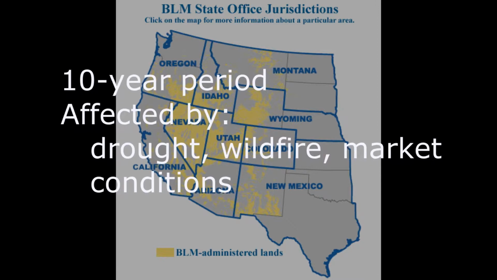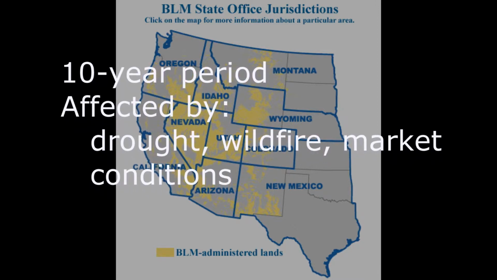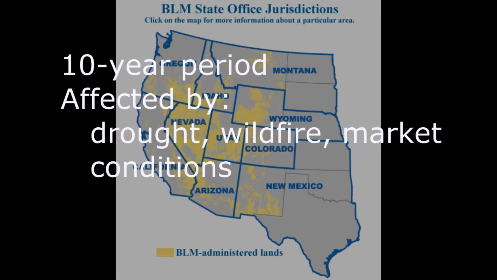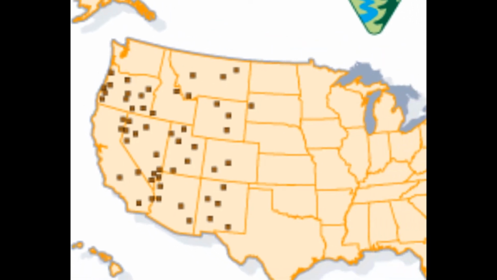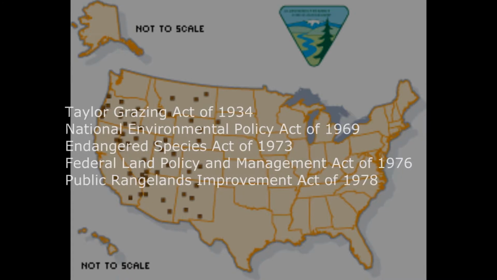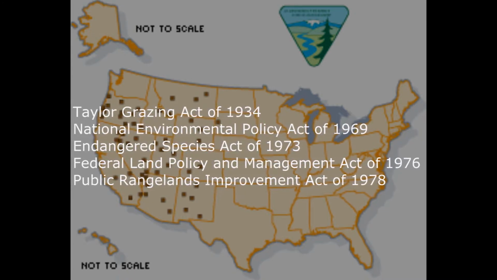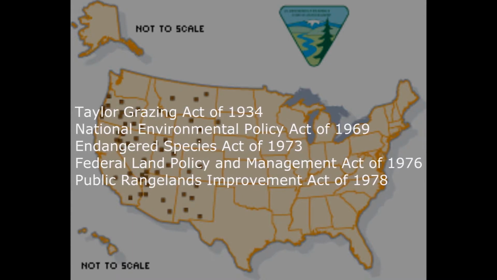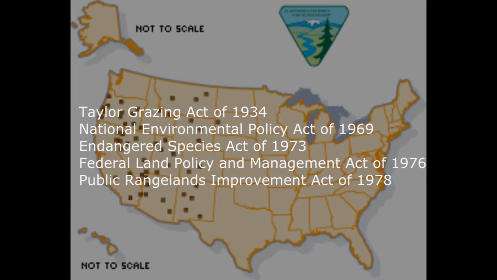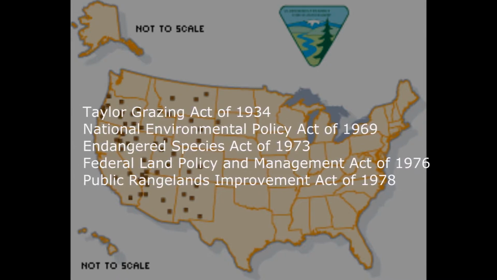The amount of grazing that takes place each year on BLM-managed lands can be affected by such factors as drought, wildfire, and market conditions. Laws that apply to the BLM's management of public lands grazing include the Taylor Grazing Act of 1934, the National Environmental Policy Act of 1969, the Endangered Species Act of 1973, the Federal Land Policy and Management Act of 1976, and the Public Rangelands Improvement Act of 1978.